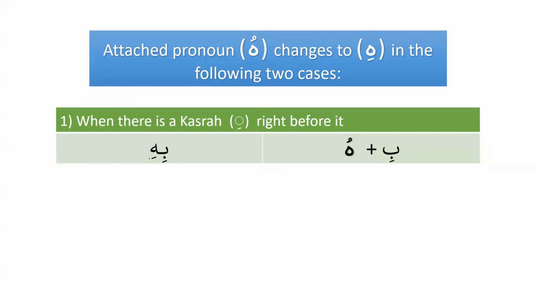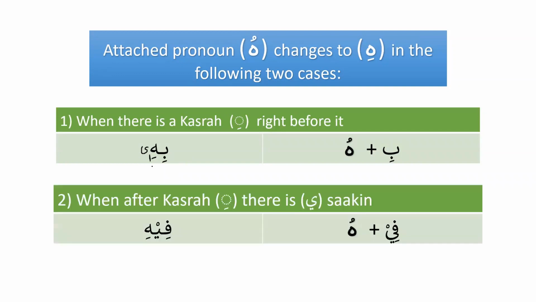And also, it is a long kasra. And in the Musaf al-Madina, you will see that there is a small ya written after that. So we will read it as bihi, which is a long kasra, or we prolong it for 2 seconds, bihi. So when there is a kasra before who, it changes into he.